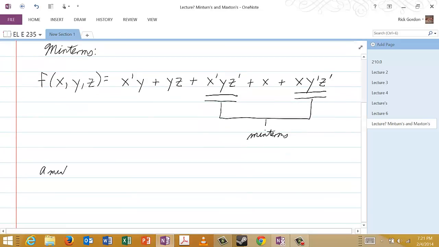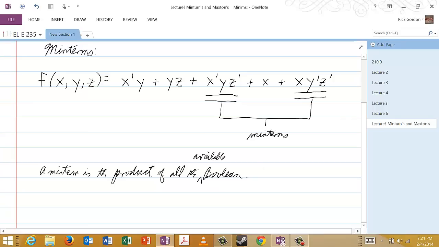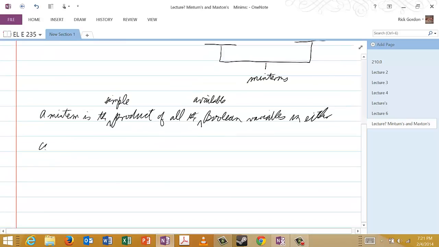A minterm is the product of all the available Boolean variables, and perhaps I'll say it is the simple product of all the available Boolean variables in either complemented or uncomplemented form.